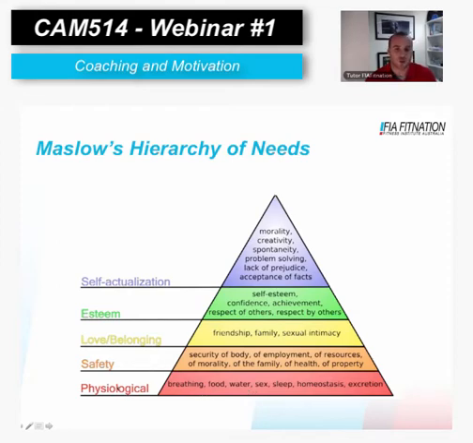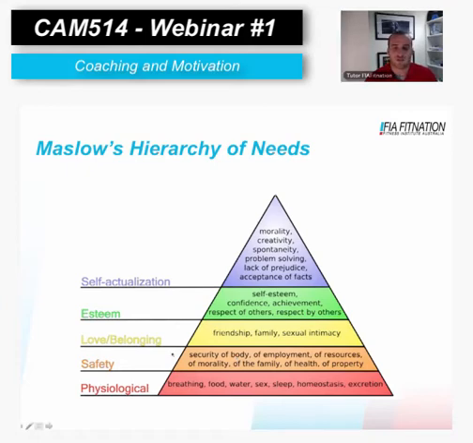Next up, we have safety. So once we've met all these physiological needs, we can then start to address some of the safety needs. In terms of what you can help to provide for your client here is probably security of body. So you're making sure that their body functions in the way that it should. So functional training, correcting postural deviations, that all relates to the safety side of things. Can they move without injuring themselves?